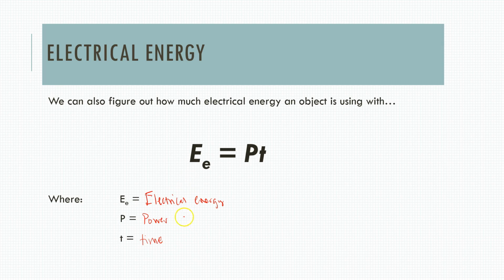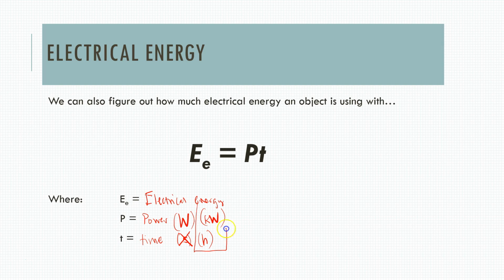Now, power, we said, is in watts. And the time often is in seconds. But usually here, this time is usually given in hours. And you can do watts or kilowatts as far as this goes. Depending on how you do, it's going to change your electrical energy answer.